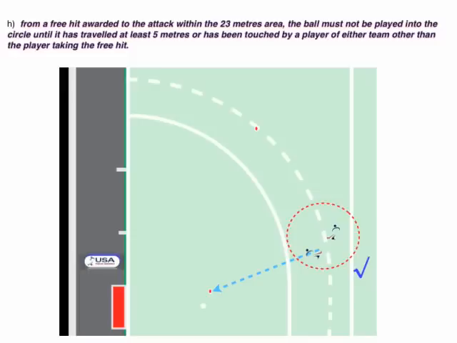Another one around to the right. This time the attacker is on the front edge of the circle. The ball is played, and with timing the attacker steps and deflects the ball into the circle. Totally legal.